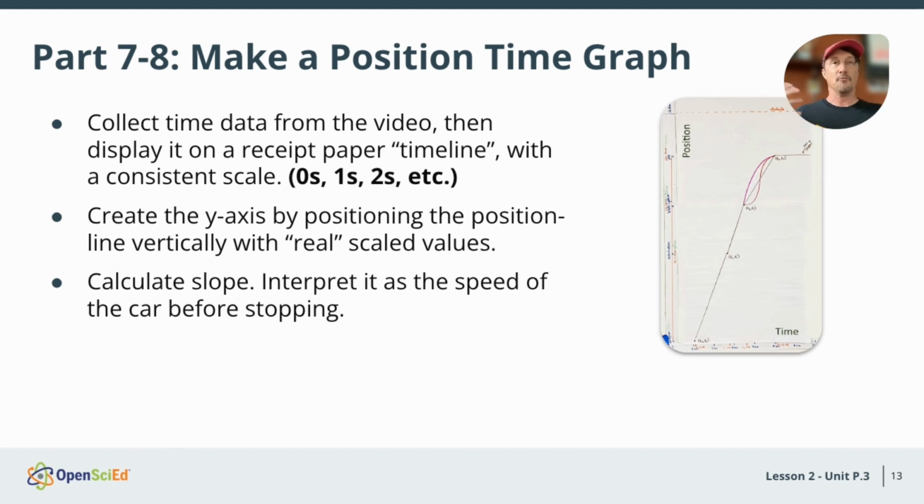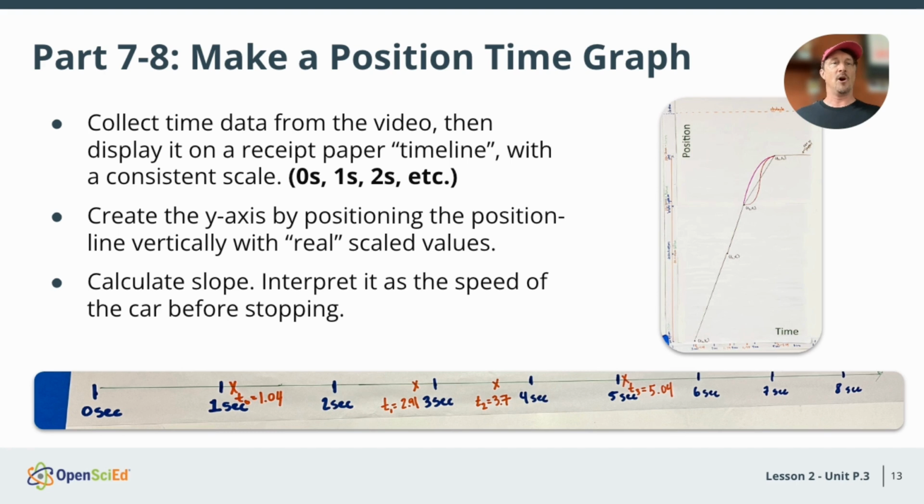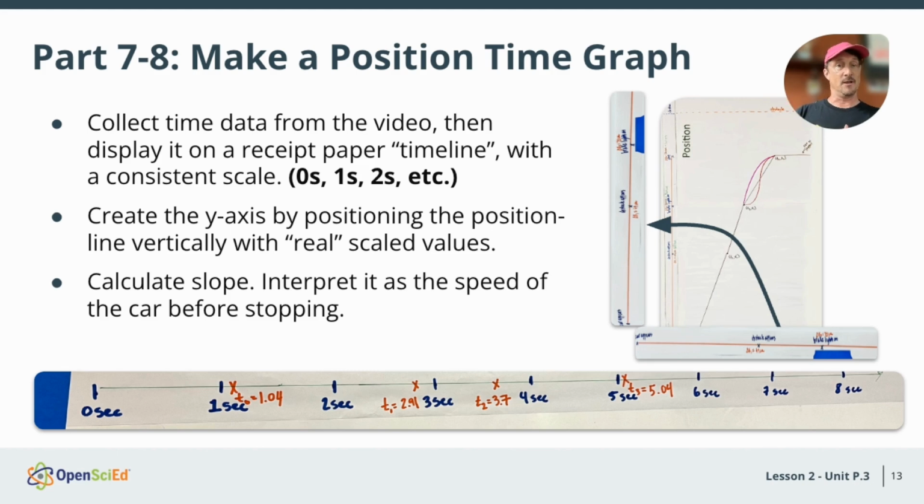The reason for that is the sequence is important for helping students piece together what these graphs mean and how we can make them from the data that we collected. So we start by measuring time data on a timeline with this evenly spaced scale. Then we take the position data that we collected earlier and we reorient it vertically.